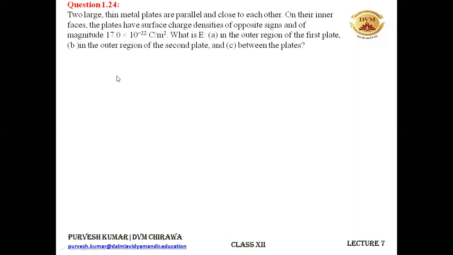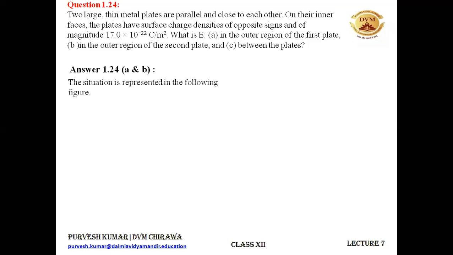It says that two large thin metal plates which are parallel and close to each other, and their inner surfaces have the charge densities of opposite sign. It means they are equal in magnitude, sigma and minus sigma. This is the third case that we have discussed for the second application: two parallel, equal and opposite charge sheets. We need to find the electric field in 3 different regions.